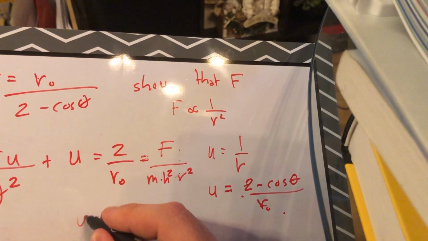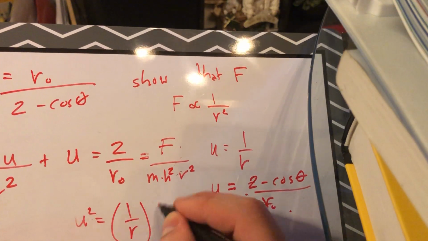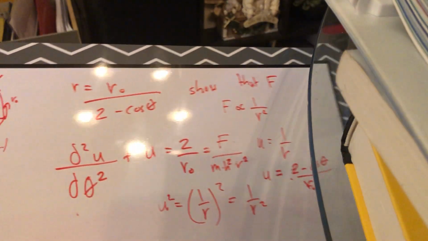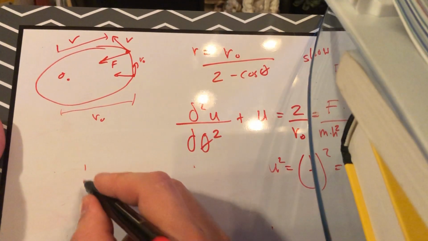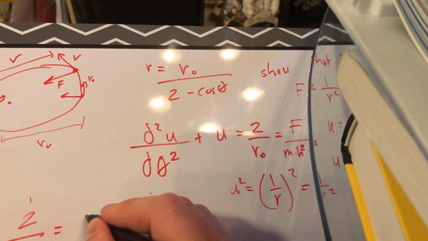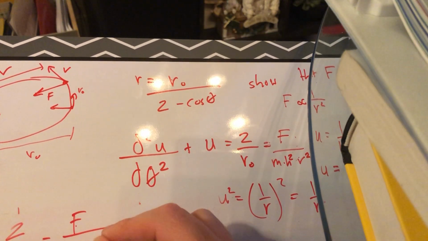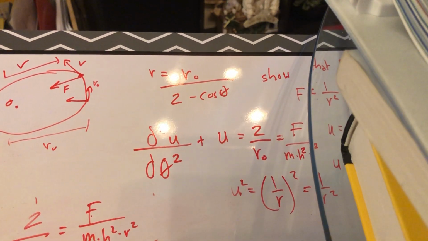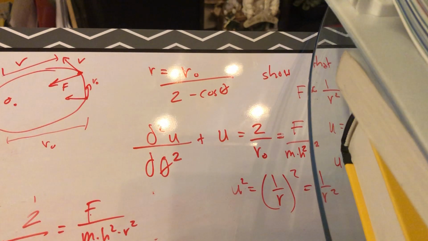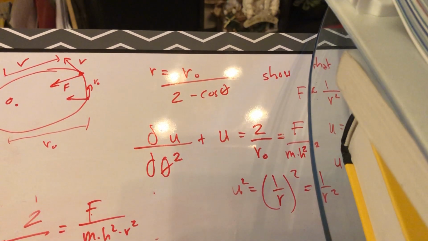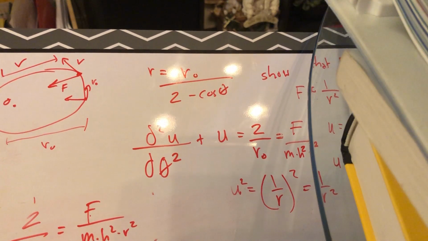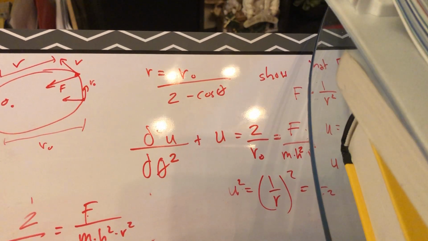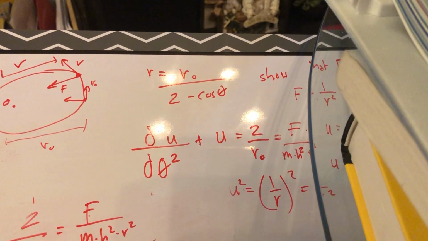So we know that u squared is equal to 1 over r squared. So we can sub that in. Let's do this over here, it's a little bit cleaner. We have 2 over r theta is equal to f over m times h squared times u squared. Multiply both sides by r squared, and that gives us 1 over r squared times 2 over r theta equal to f over m times h squared.